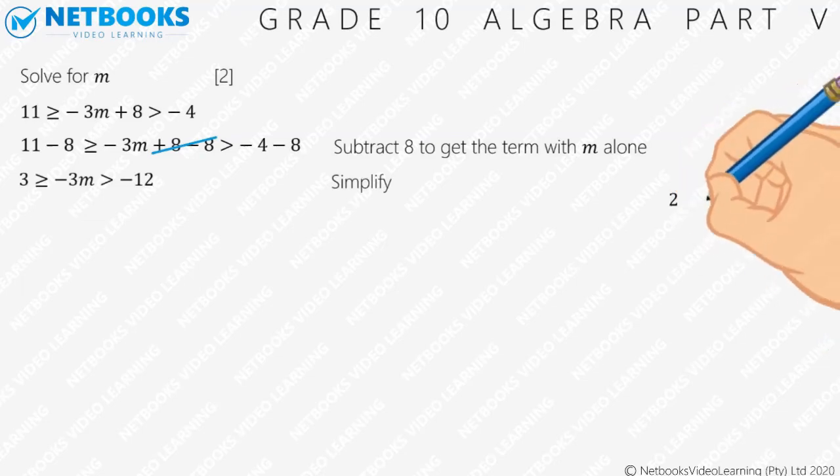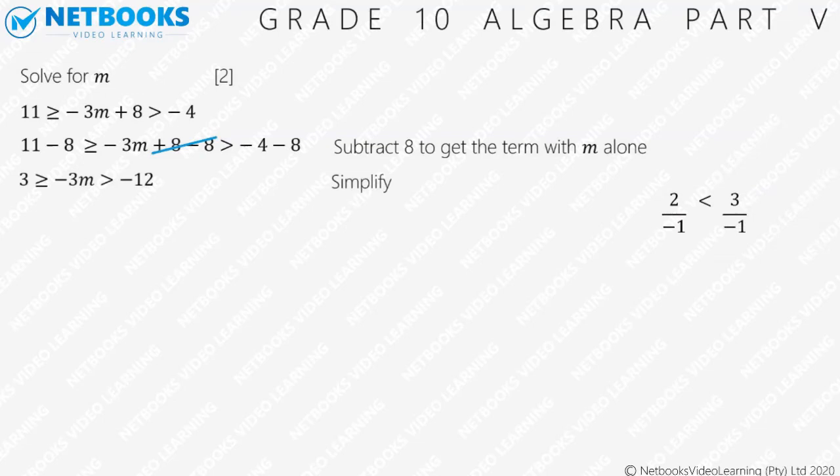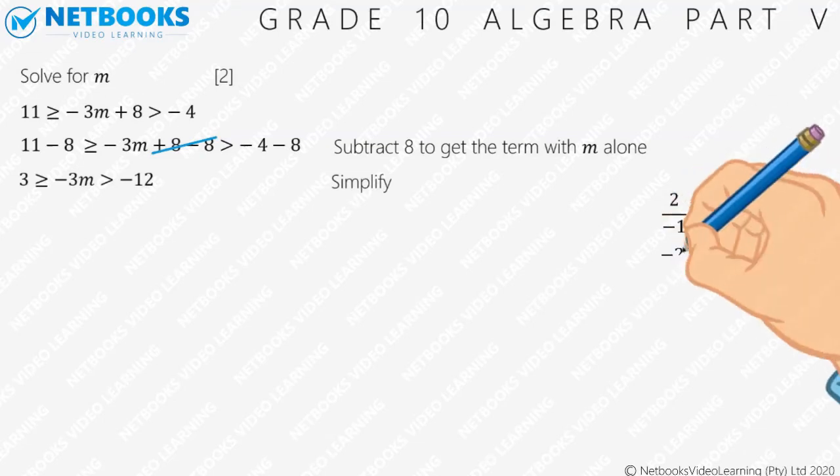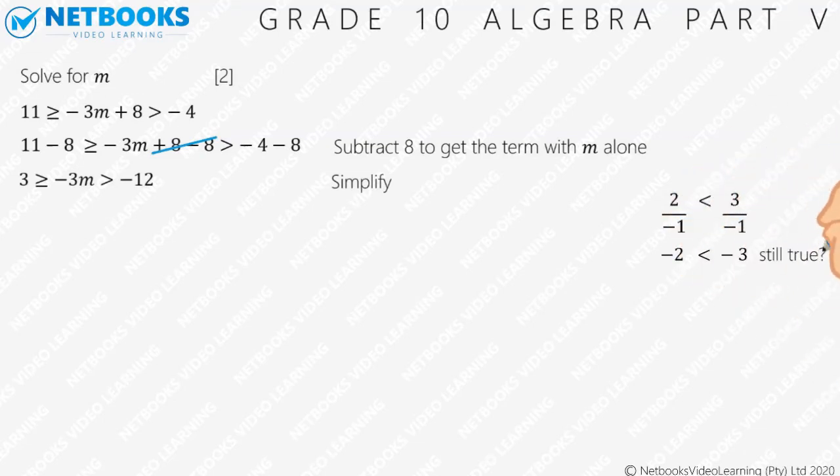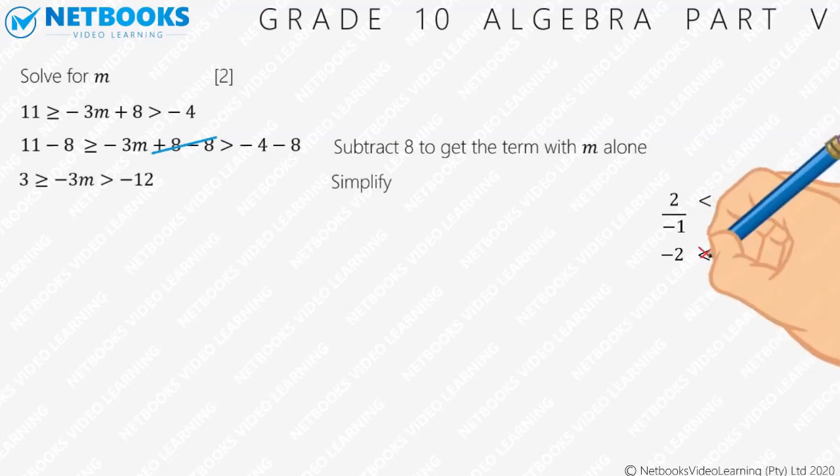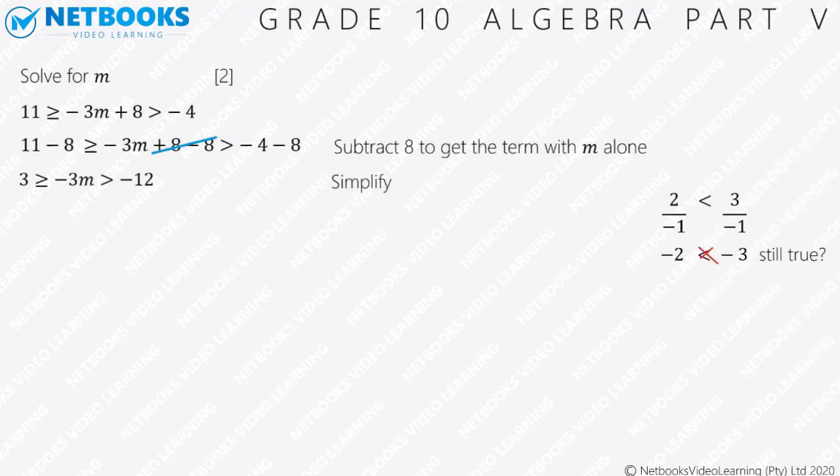Let us consider 2 less than 3. If we divide these numbers by -1, we get -2 and -3. Is the inequality sign still true? -2 is not smaller than -3. Therefore, to make this statement true, we swap the inequality sign when dividing, or multiplying by a negative number.